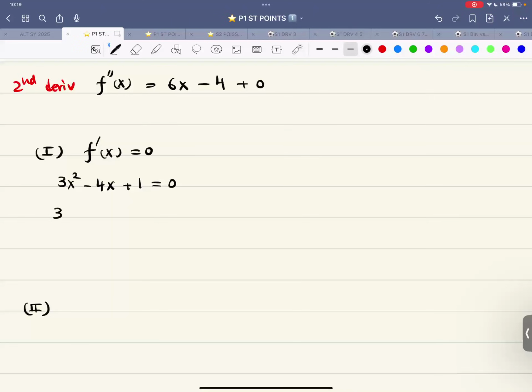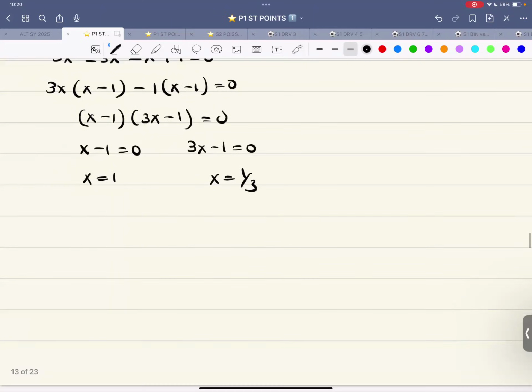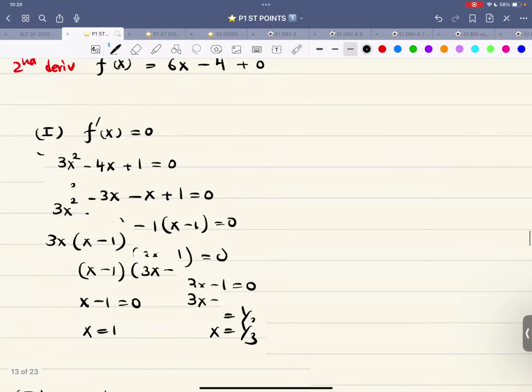Middle term factorization. 3x squared minus 3x minus x plus 1 equals to 0. 3x(x minus 1) minus 1(x minus 1) equals to 0. (x minus 1)(3x minus 1) equals to 0. Let me erase this thing. Therefore, x minus 1 equals to 0, x is 1, 3x minus 1 equals to 0, x is 1/3. That's the first thing.